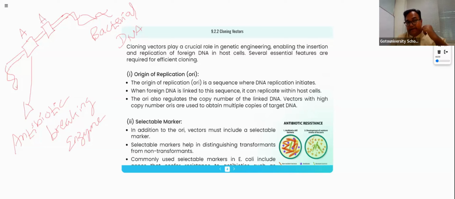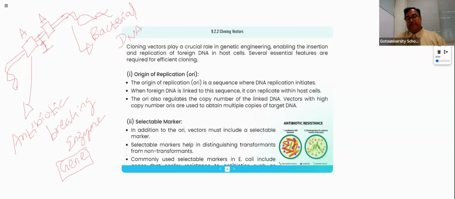So this is the bacterial DNA, into which I introduce the insulin gene. So the insulin gene is this. This insulin gene is introduced within the antibiotic breaking enzyme making gene.